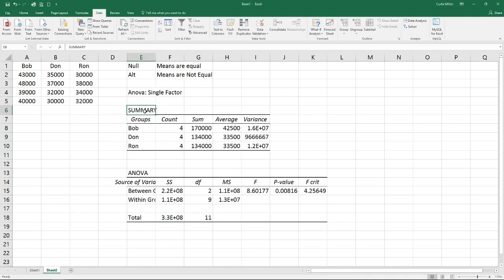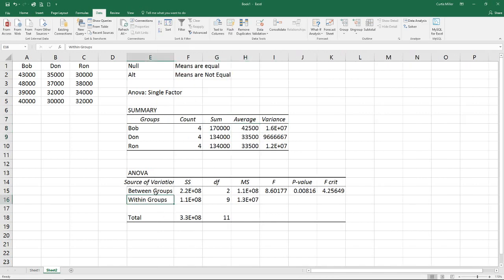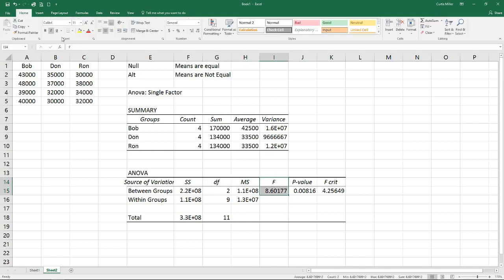So we notice here our ANOVA single factor, we start with our summary data. For each one of our doctors, Bob, Don, and Ron, we had 4 records. We have their sum, their average, variance. Now if we look down here at our ANOVA table, where we find the data we're most interested in, we're going to concentrate here in our between groups section, where we have data for sum of the squares of the errors, degrees of freedom, the mean squared error, and then we have our F value and our F critical.